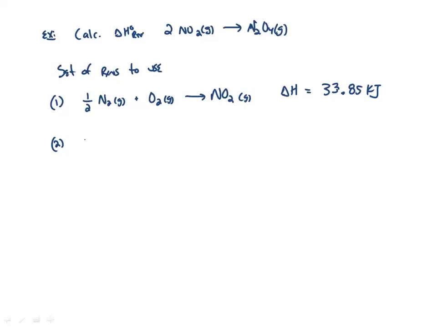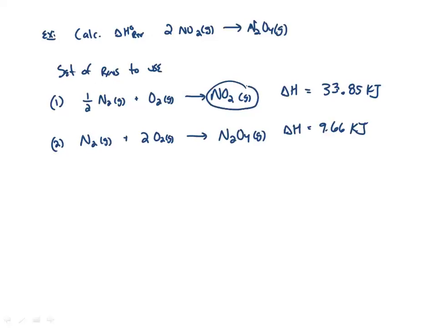And we know that reaction 2 has N2 gas plus 2 O2 gases reacting to form N2O4 gas. And the delta H for that reaction is 9.66 kilojoules. So notice if I take a look at those two reactions, I need to be able to sum those together to make the final reaction. So notice that NO2 is a reactant, right? So that means that down here in reaction 1, I need to write the reverse of that.